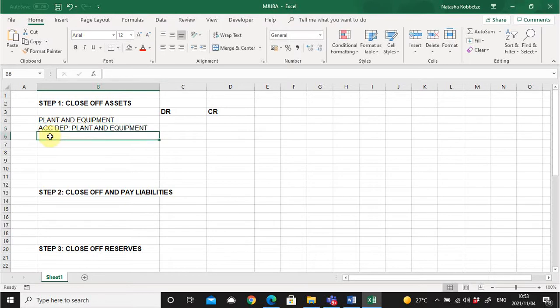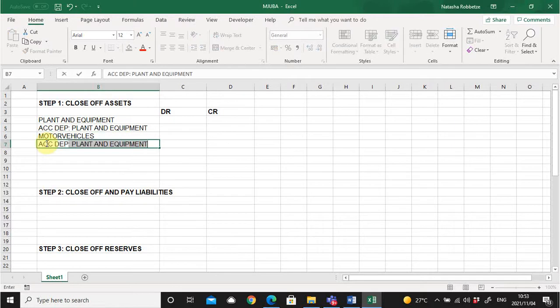Then we also have motor vehicles. I'm going to type the totals just now. We have accumulated depreciation on the motor vehicles. Then we have furniture and fittings.